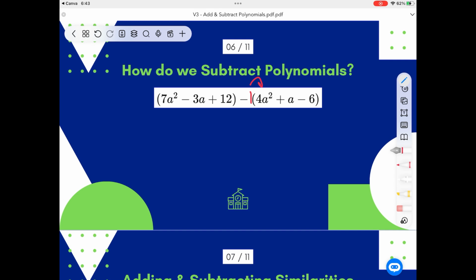So if I distribute that negative 1, then the second expression becomes negative 1 times 4a squared makes negative 4a squared. Plus a turns into minus 1a, or just minus a. And then the minus 6, I can think of that as a negative 6 being multiplied by negative 1. That turns it into positive 6.